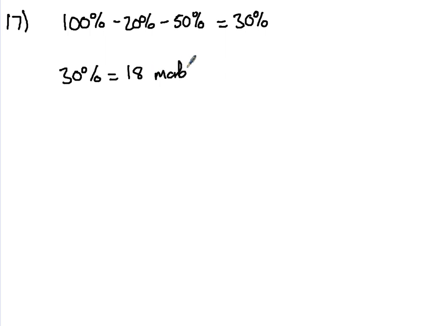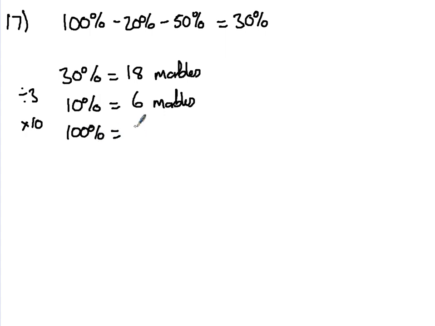So we want to get back to 100%. What I would do is divide by 3. So I then get my 10% is worth 6 marbles. And then I would times it by 10. So I'll get 100%, which is worth 60 marbles. So I've then got the answer I'm after here. 100% is 60 marbles. That's what he had originally.